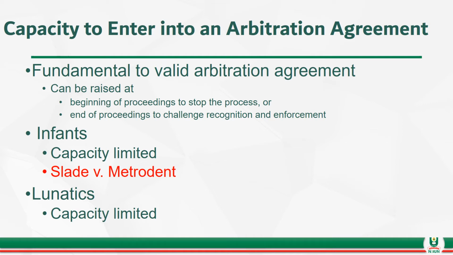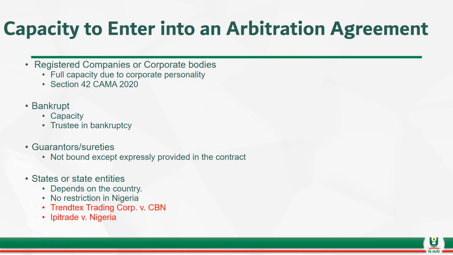Now, where arbitration is concerned, if the agreement they entered into that contains an arbitration clause is such that would benefit them, then the courts will hold that they have capacity. So in Slade and Metrodent, an apprenticeship agreement which would have been beneficial to an infant was held to be valid. And then, of course, for lunatics, it is also limited. So their capacity, but not in all cases.